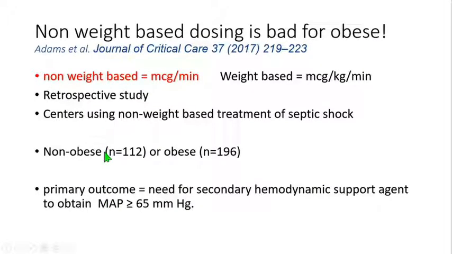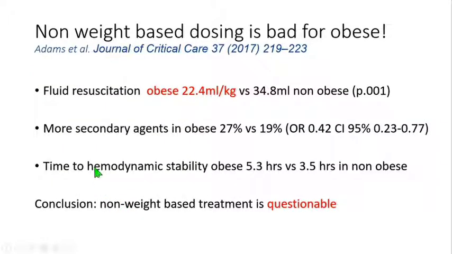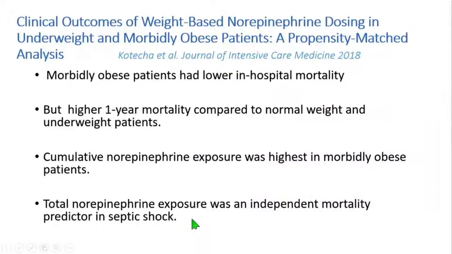This is a retrospective study on centers using non-weight-based treatment. When they look at the primary outcome, the need for hemodynamic support agents secondary to obtain the target of a MAP of 65, this study showed that in fluid resuscitation the obese received less fluids, more secondary agents. The time to reach hemodynamic stability was longer in the obese. In other words, non-weight-based treatment is maybe questionable.